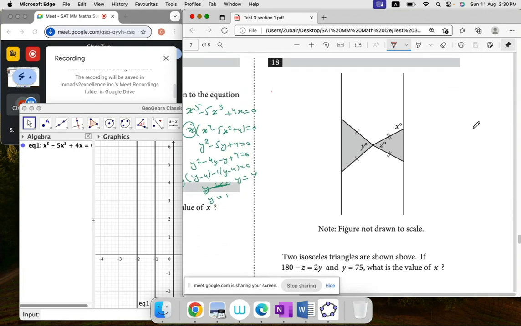Two isosceles triangles are shown above. If 180 minus z is equals to 2y and y is equals to 75, what is the value of x? So if I look at the right hand side triangle, 180 minus z is equals to 2y. That would represent these two y's. And y is already 75. So 180 minus 75 is equals to x. Alright.